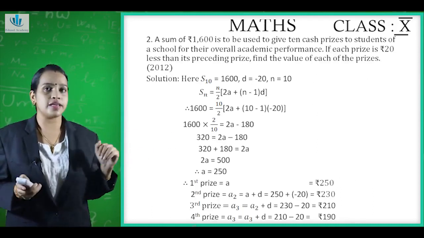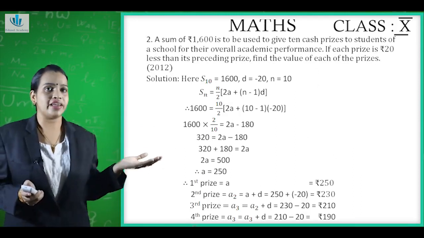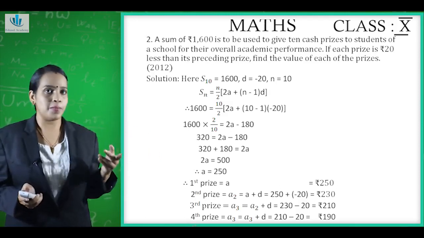Now we will see the second sum. A sum of 1600 is to be used to give 10 cash prizes to students of a school for their overall academic performance.